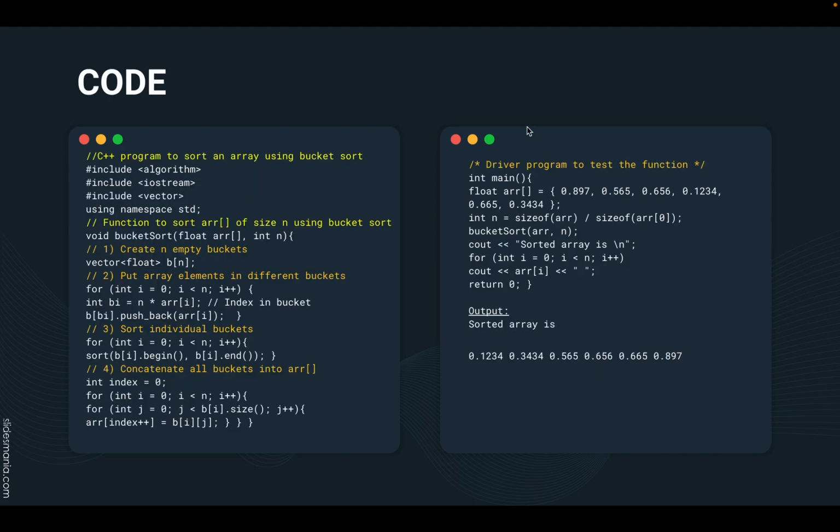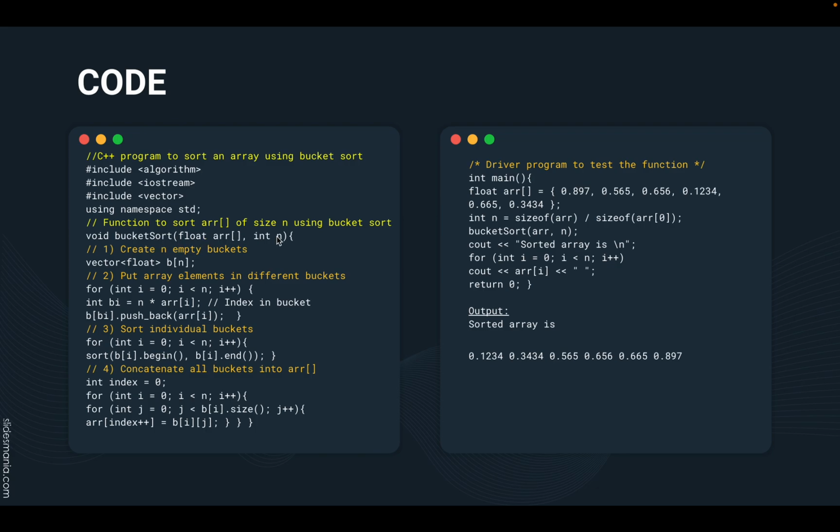Okay, next up, let's look at a bit of code here. So this is how the code works. First, you need to create a C++ program to sort an array using bucket sort. You make sure you have all your includes. And then let's look at a function to sort an array of size n using bucket sort.